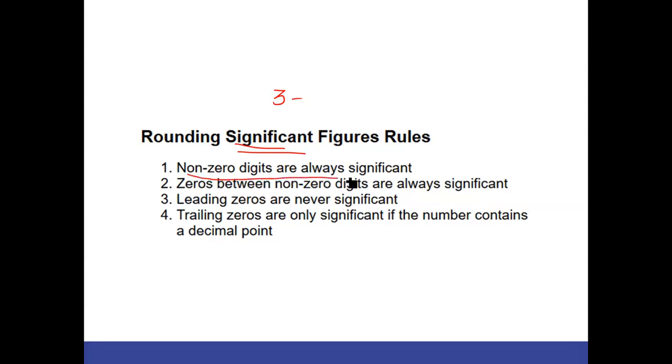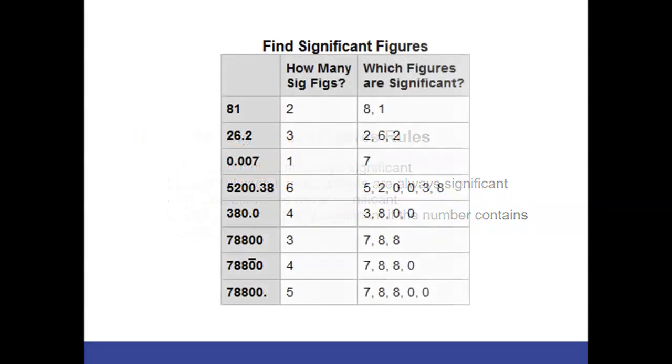So non-zero digits are always significant figures. Zeros between non-zero digits are always significant figures. Leading zeros are never significant figures, and trailing zeros are only significant if the number contains a decimal point. We will see a few examples where each of these rules is applied.